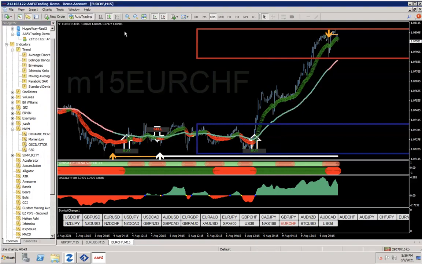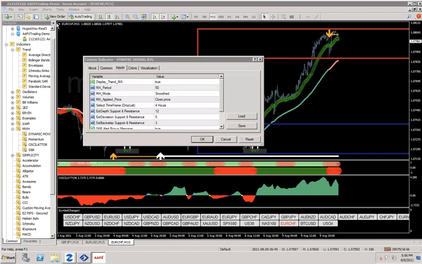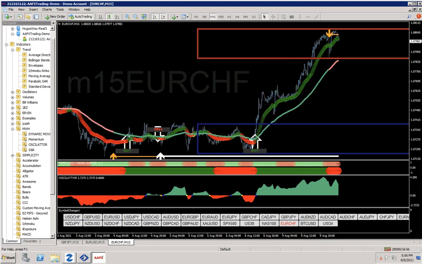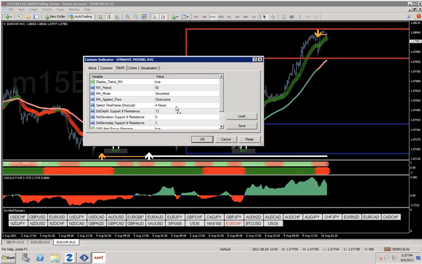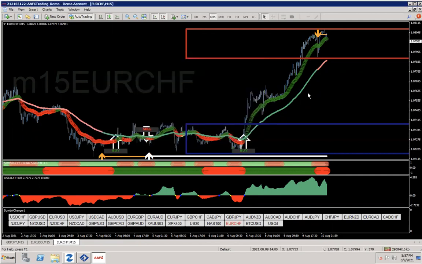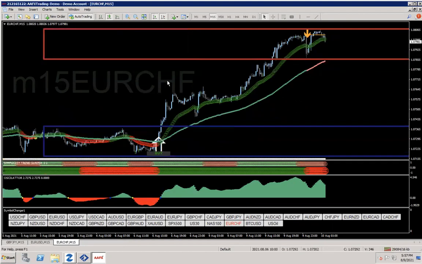But the great thing about this one, guys, is that it's dynamic in that it shows you the bias of the time frame that you tell it to. So this one I told it to set the time frame to 4 hours. So basically it is telling me the bias of the 4 hour. Look at this. It's green.